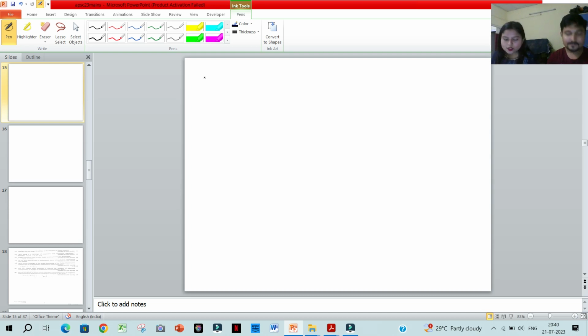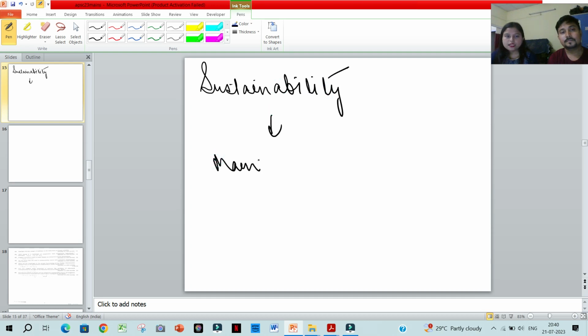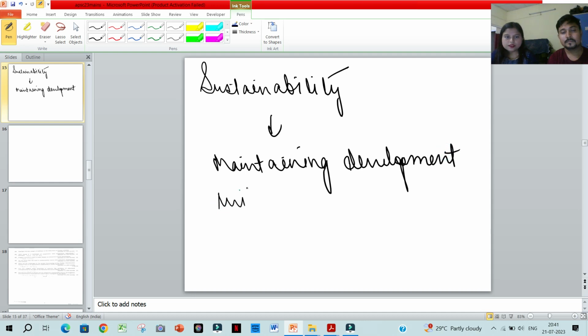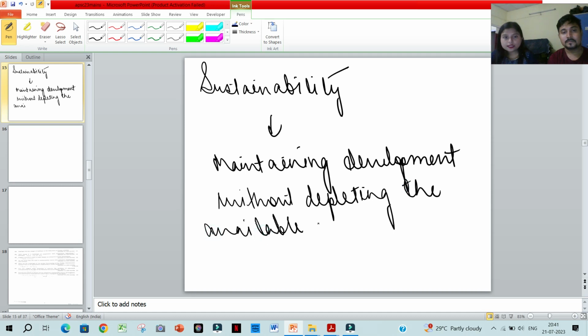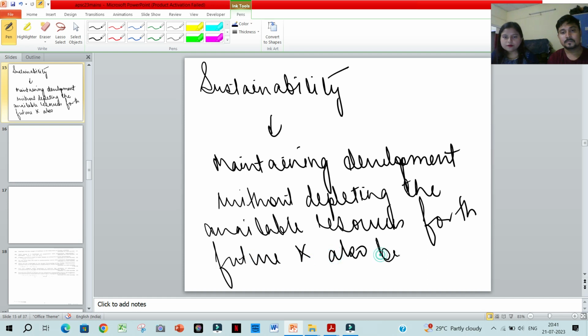So the question is: the road to sustainability starts with pollution prevention. Sustainability is a word we keep hearing and we have become tired of it. Sustainability is maintaining development without depleting the available resources for the future, and also by maintaining ecological balance.